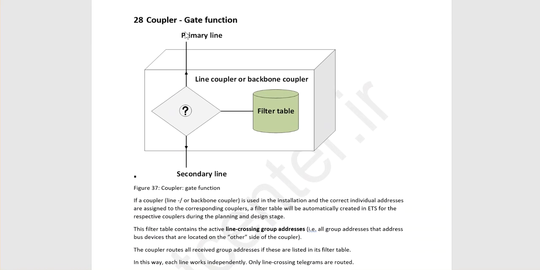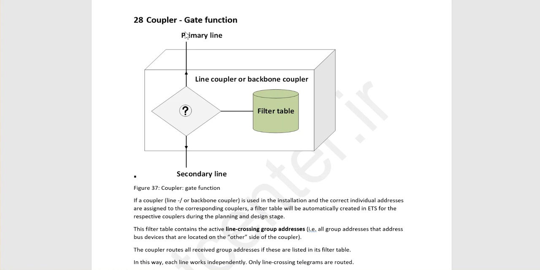Okay, the next part is going to define for you what the line coupler, backbone coupler or IP router do for the project or in the system. They apply the filter table. And what is the filter table? We should be able to control the traffic of the data.